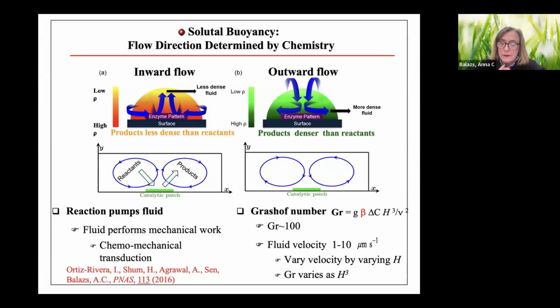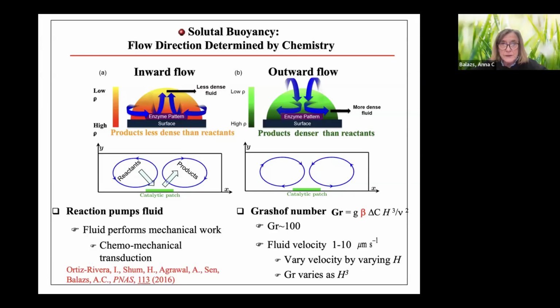So the critical number, the dimensionless number that characterizes the system is called the Grashof number. And the critical parameter is beta. It's the solute buoyancy coefficient. And that tells you how much the volume of the solution has changed from pure water when you add these reactants. And so we look in the range of Grashof number 100, 200, and fluid velocities are sort of like in the microfluidics range, they're microns per second.